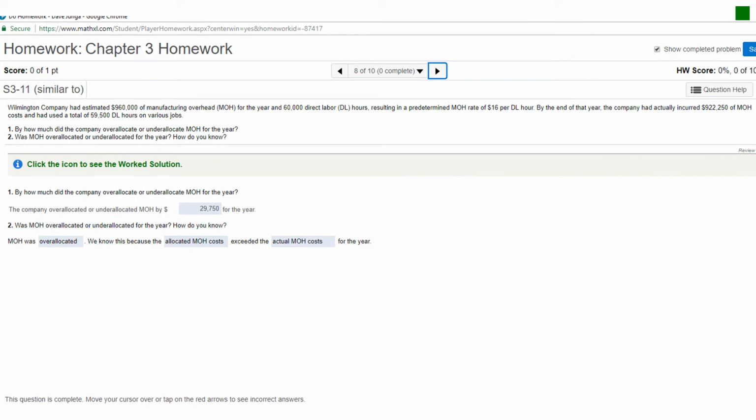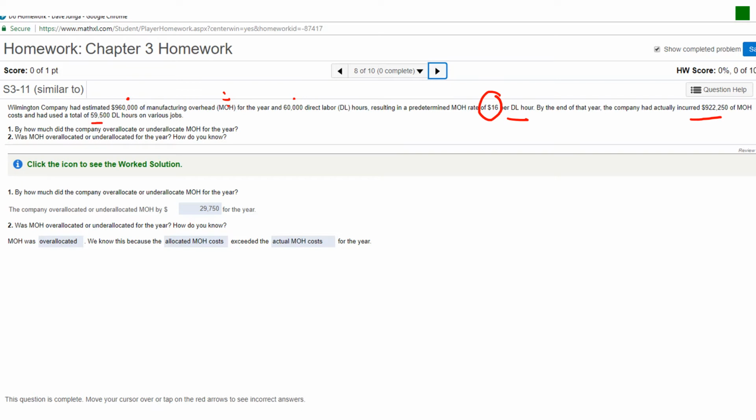All right, so for this Chapter 3 homework problem, they have given you that the estimated overhead is $960,000, and the estimated labor hours were 60,000. They went ahead and divided those and came up with an overhead rate of $16 per direct labor hour. It then says that by the end of the year, the company had actually incurred actual overhead of $922,250, and the actual labor hours were 59,500.